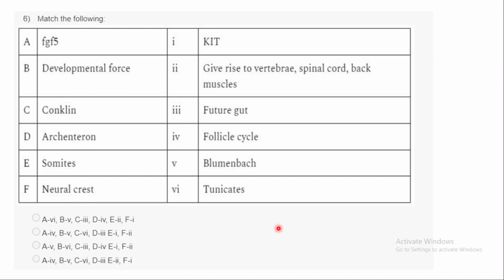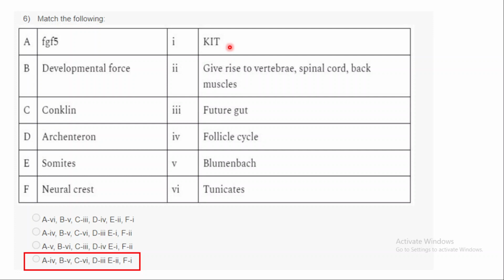Okay, now let us move on to the correct answer. The correct answer is option 4. Well done, Ajay and Dipanvita have answered very correctly. So the correct match of the following sequence would be FGF5 to follicle cycle, developmental force to Blumenbach, Conklin to tunicates, Archenteron to future gut, somites to give rise to vertebrae, spinal cord, back muscles, neural crest to kit.